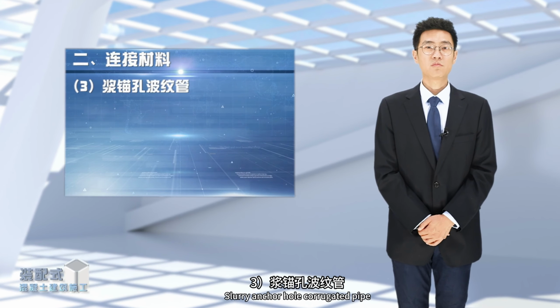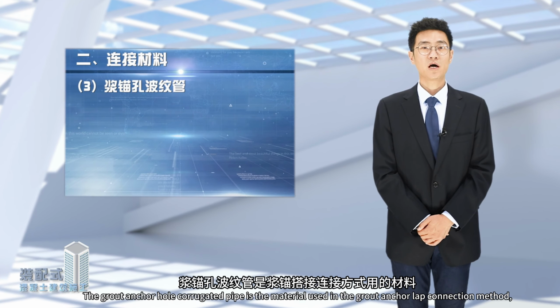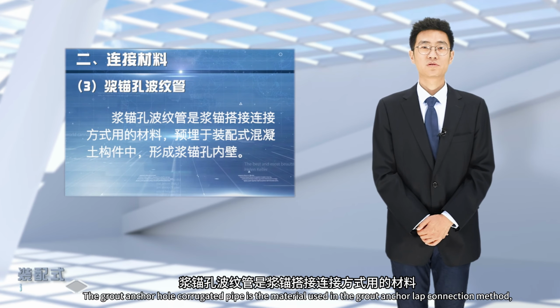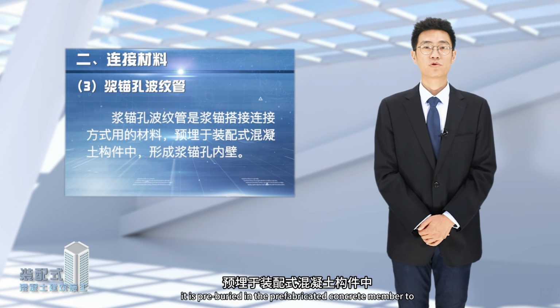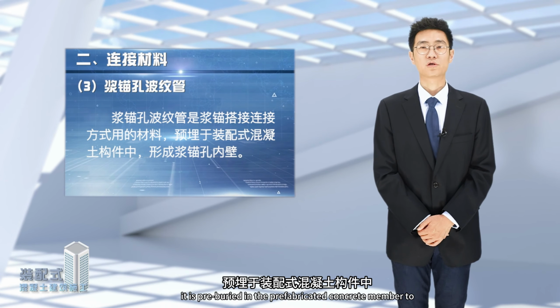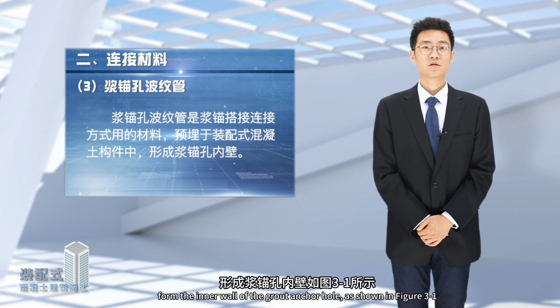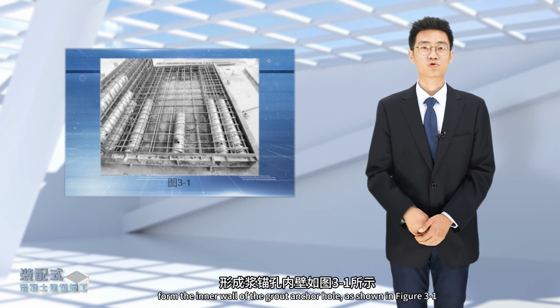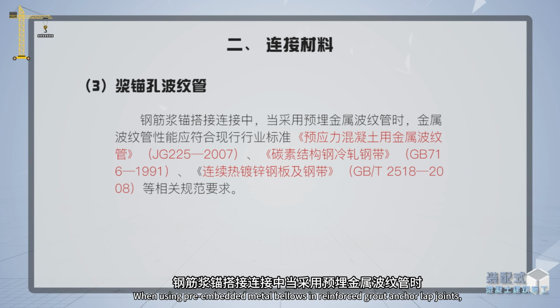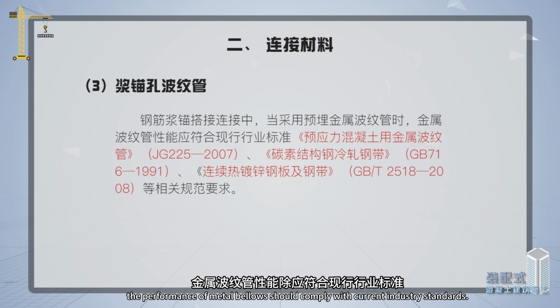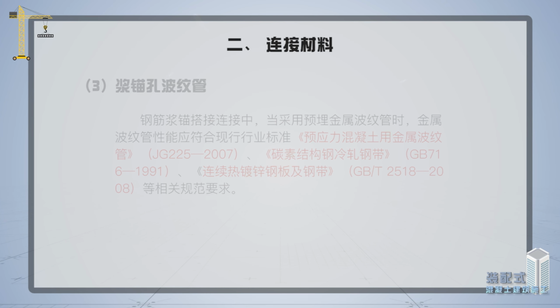Grout anchor hole corrugated pipe. The grout anchor hole corrugated pipe is the material used in the grout anchor lap connection method. It is pre-embedded in the prefabricated concrete member to form the inner wall of the grout anchor hole, as shown in Figure 3-1. When using pre-embedded metal bellows in reinforced grout anchor lap joints, the performance of metal bellows should comply with current industry standards.